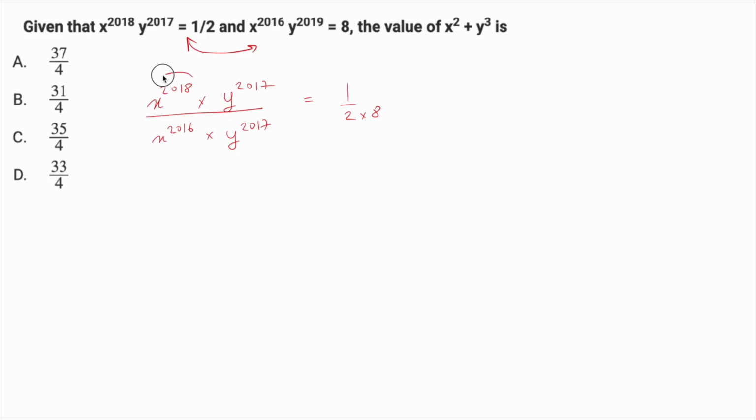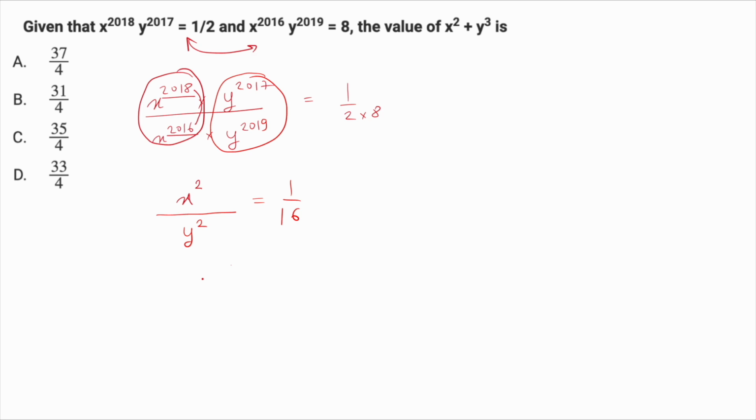If you notice, the first part of the left hand side is x raised to m divided by x raised to n will be x raised to m minus n. So x raised to 2018 minus 2016 will be x raised to 2. The next part is y raised to 2017 divided by y raised to 2019. We can write in the denominator y raised to 2019 minus 2017 by the law of indices. So denominator becomes y raised to 2, and the right hand side will be 1 upon 2 into 8 is 1 upon 16.